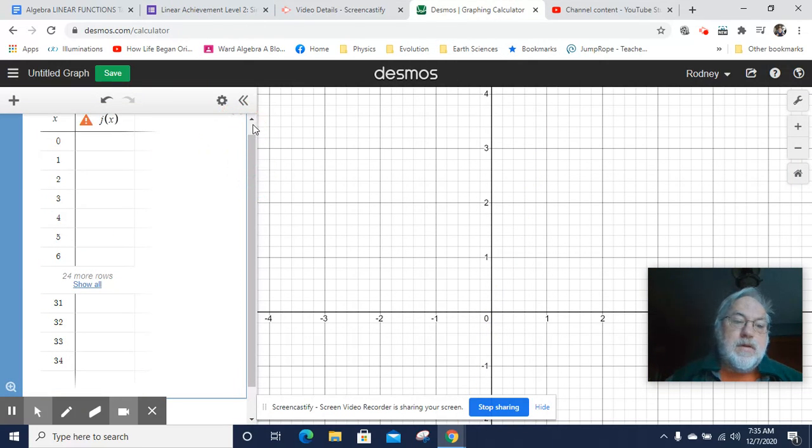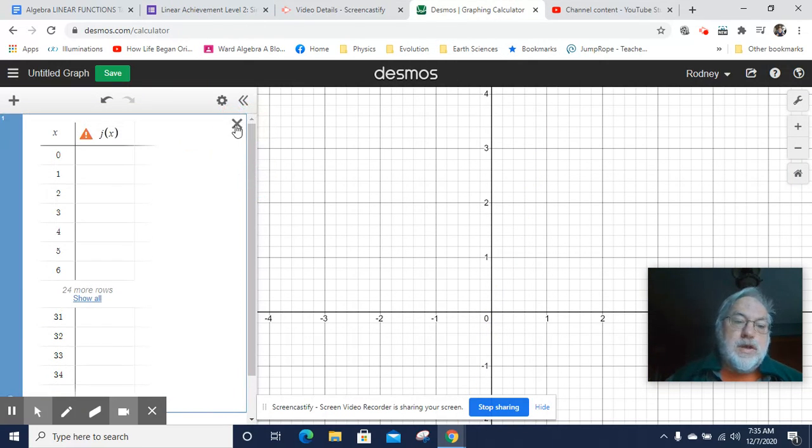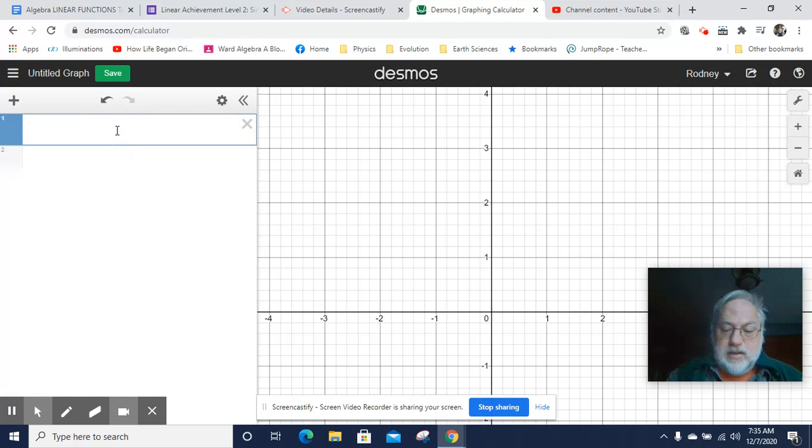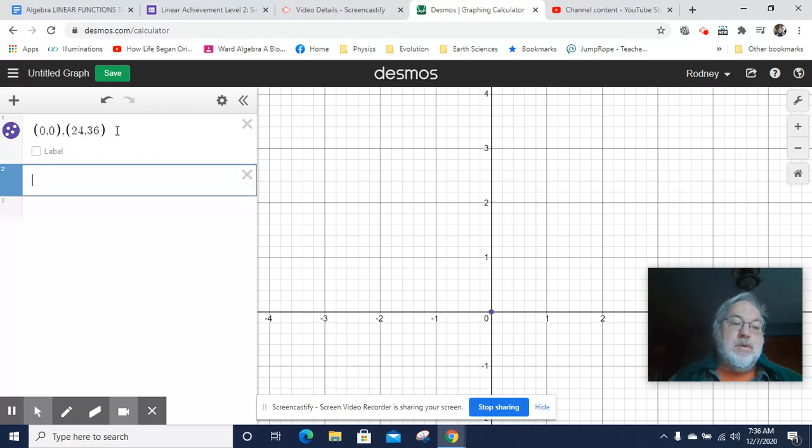What if we have 2 points? Let's say one of them is going to be 0, 0. For these simple linear equations, one of them has to be 0, 0, because 0 times whatever number will be 0. We're not adding or subtracting anything to it. Okay, let's pick another point. Let's pick the point 24, 36. So what would be an equation?